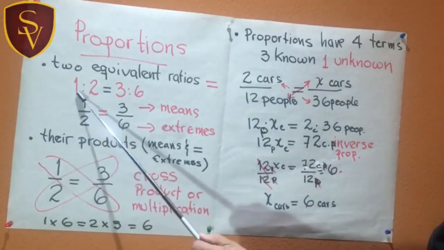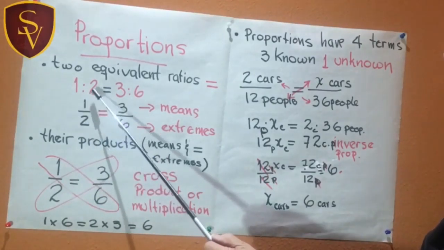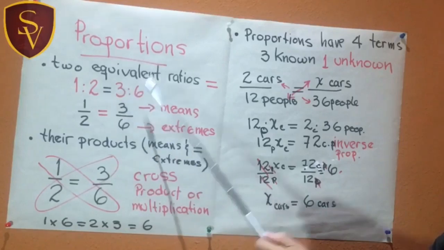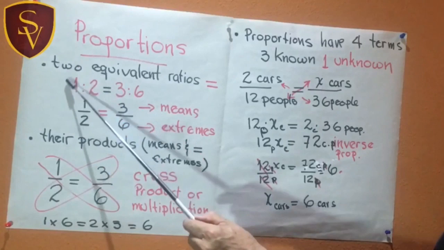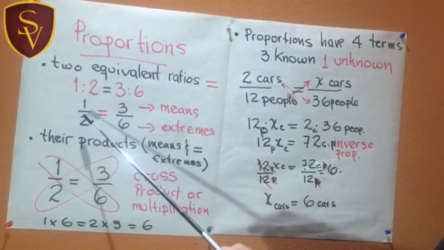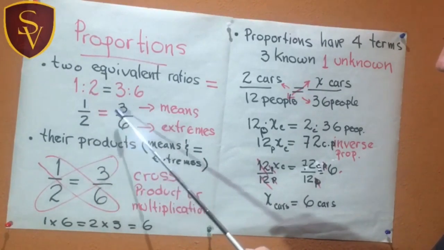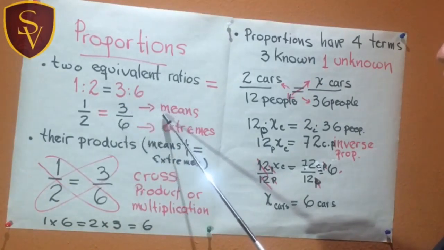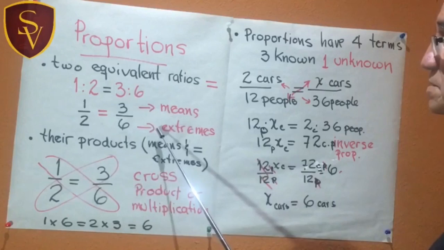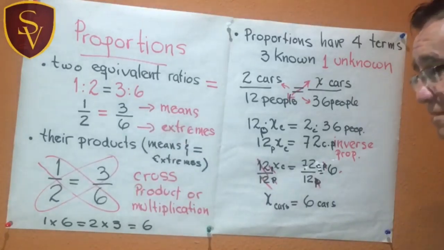As you know, 1:2 as 3:6. Or in other words, we can see in the fraction form, like 1/2 is equal to 3/6. The upper numbers are called means and the lower numbers are called extremes.